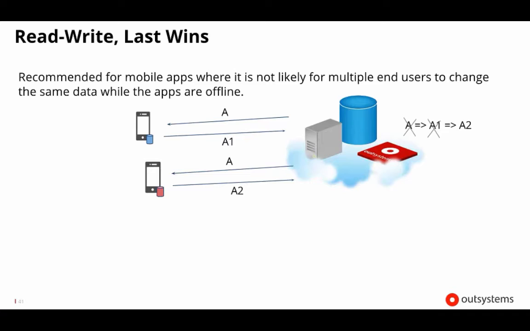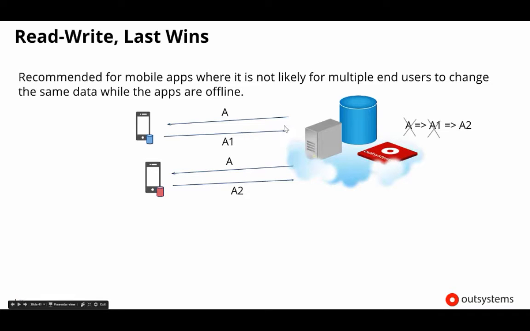So here is where things are going to be a little bit more complex because now the information is flowing in both directions, and we need to understand how we're going to address this. In this case, the read-write last win is recommended for mobile apps where it's not likely for multiple end users to change the same data while the app is online.